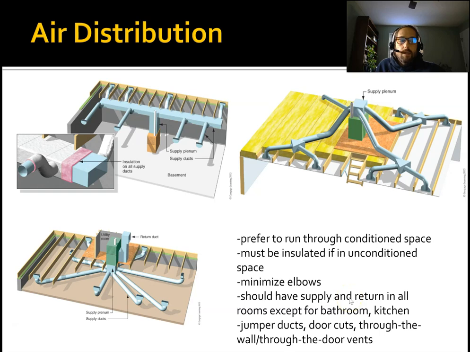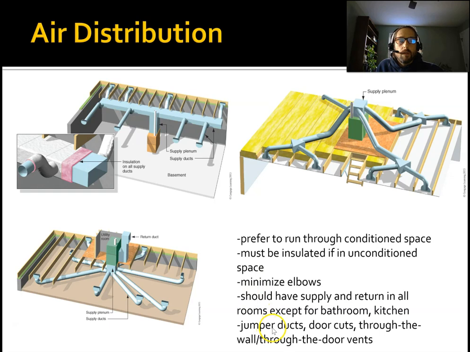Ideally, you have supply and return in every room, except for kitchens and bathrooms. You don't want to have a return in kitchens and bathrooms because of the moisture. And then, if you don't have a supply and return, you can use things like jumper ducts, which jump over from room to room. You can have a door cut, where you cut the bottom of the door. You can have vents that are in the wall or in the door that allow air to flow through.